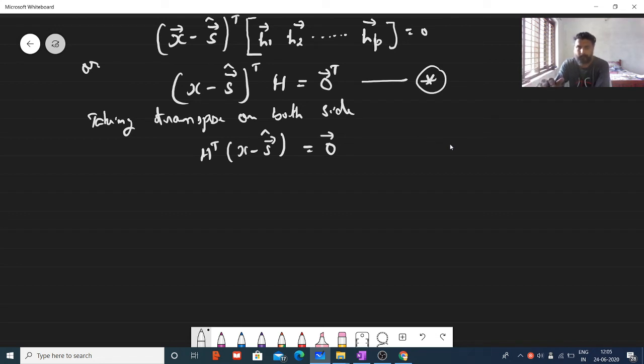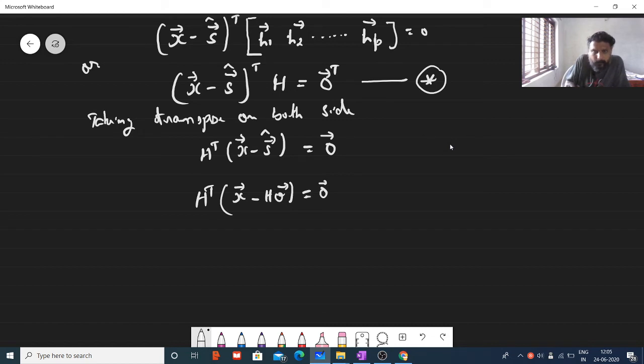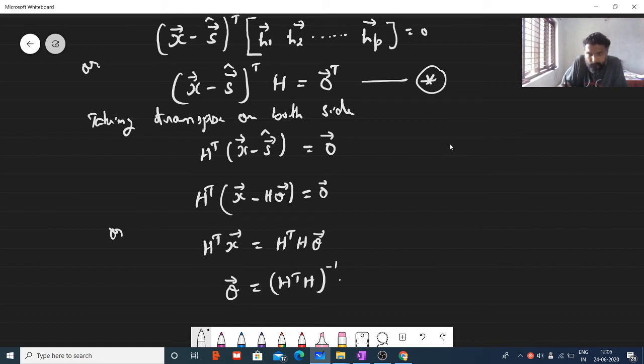H transpose X minus X cap is nothing but H transpose X minus H theta should be equal to 0 vector, or H transpose into X equal to H transpose H into theta, because I am just multiplying H transpose into X minus H theta. I will bring H transpose H into theta to the other side. So in general I can write theta as H transpose H inverse H transpose into X. This is the thing we have already discussed. Am I correct?